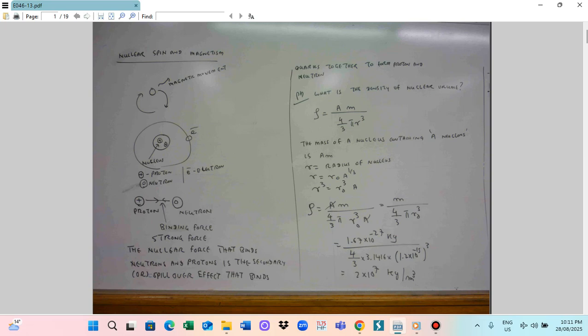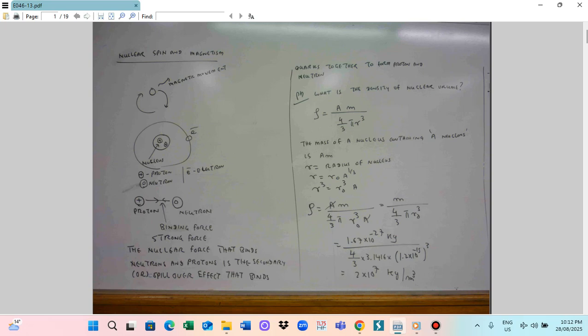The nuclear force that binds the neutrons and protons is a secondary or spillover effect of the force that binds the quarks together to form the proton and the neutron. So this is the nuclear force. Now we can calculate the nuclear density. What is the density of the nucleus? The density equation is rho, where rho is equal to A m divided by 4/3 π R cube.